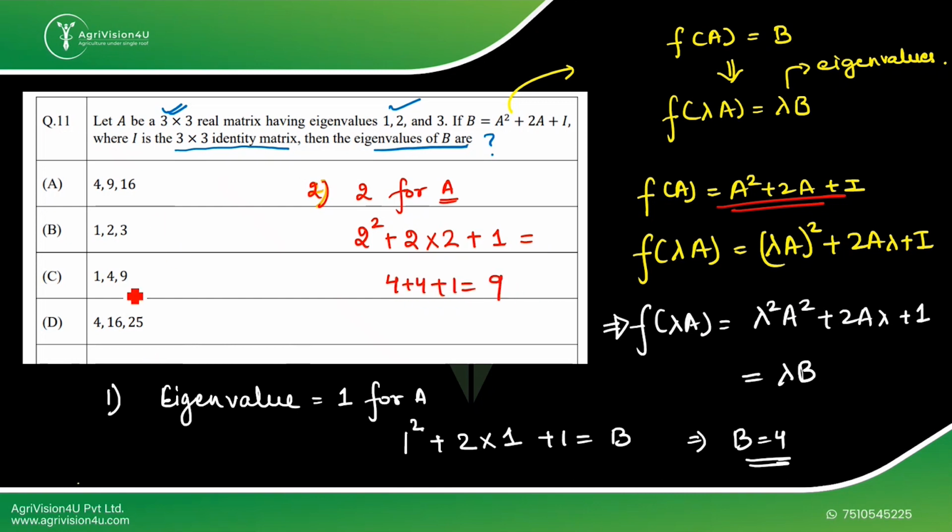So if you see, there is no need to solve it for the third eigenvalue. By these two values only, you can eliminate options. This will not be the correct answer. Also this will not be correct. This is also an incorrect option. So option A will be correct. Also you can check it for eigenvalue 3. It will be 3 square plus 2 into 3, which is 6. So 9 plus 6 plus 1, it will be 16. So option A is correct for this question.